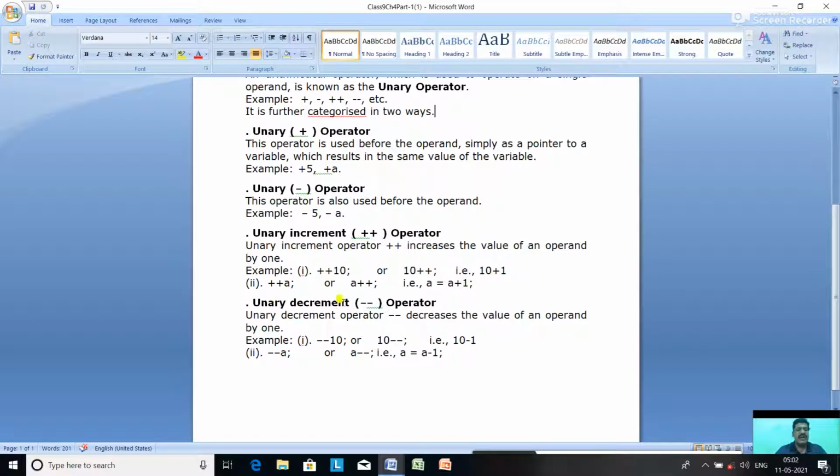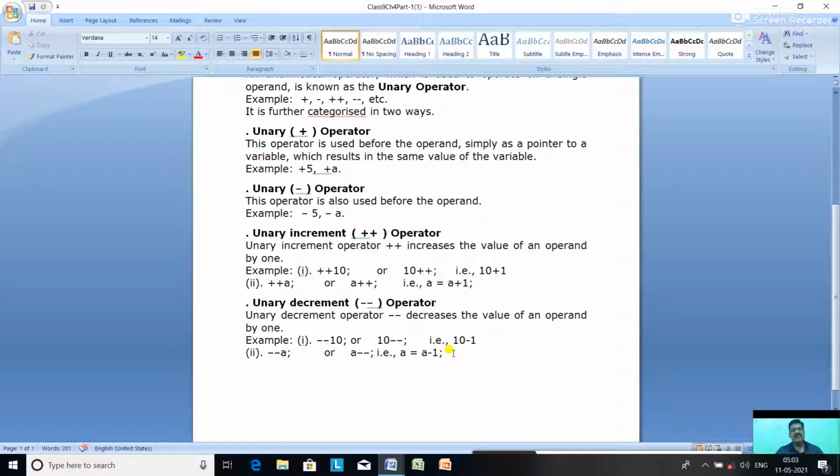The last one is the unary decrement operator, minus minus. This minus minus sign, two minus signs without a space, is called the unary decrement operator. It decreases the value of an operand by 1. It is just the opposite of the unary increment operator. Like minus minus 10 or 10 minus minus, meaning 10 minus 1, that means it becomes 9, or minus minus a or a minus minus, meaning a equal to a minus 1.